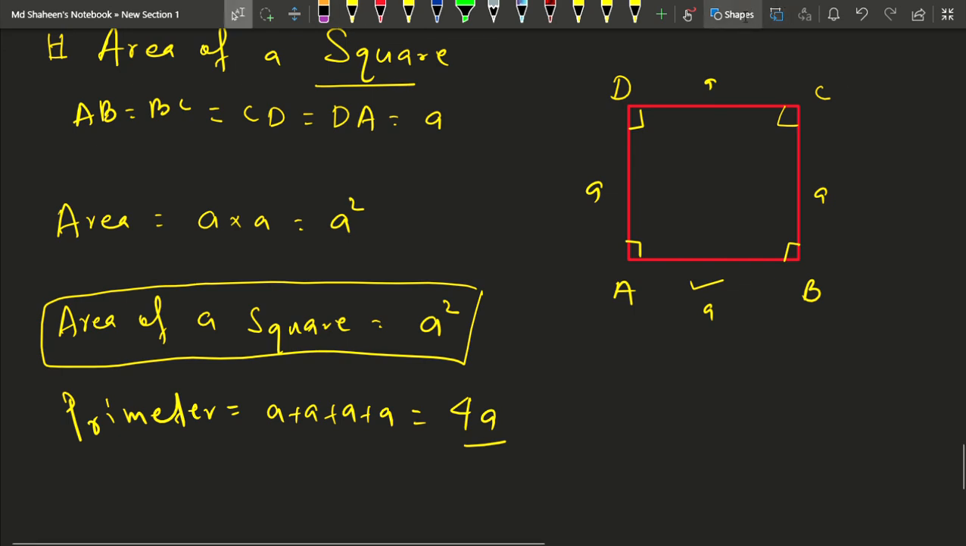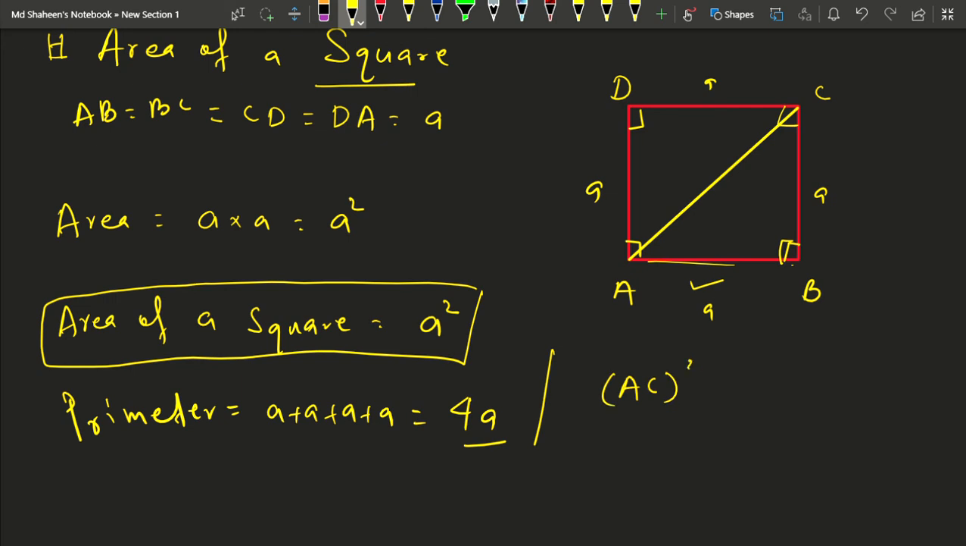If we have to find the diagonal of a square, see, diagonal. What is a diagonal? In a square both diagonals are equal. If you have to find the length of AC, you can find this using Pythagoras. We know this is 90 degrees, this is a, this is a, and we have to find AC. So here you can write the theorem: AC square will be equal to AB square plus BC square.